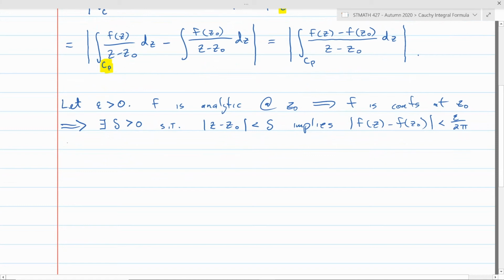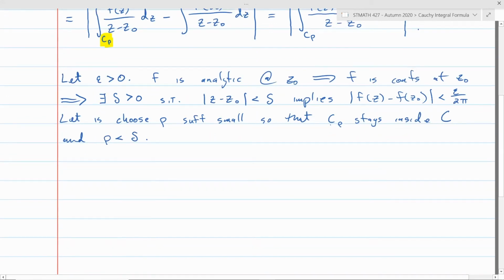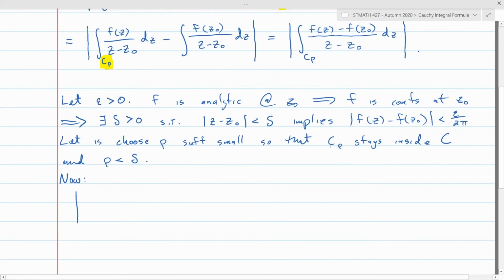Now, to make things work, let us choose rho sufficiently small so that C sub rho stays inside C, and I want rho to be less than delta. Okay, so now we're ready for the grand finale. So check it out. The quantity that we had above there, the integral around C rho of f of z minus f of z naught over z minus z naught dz.